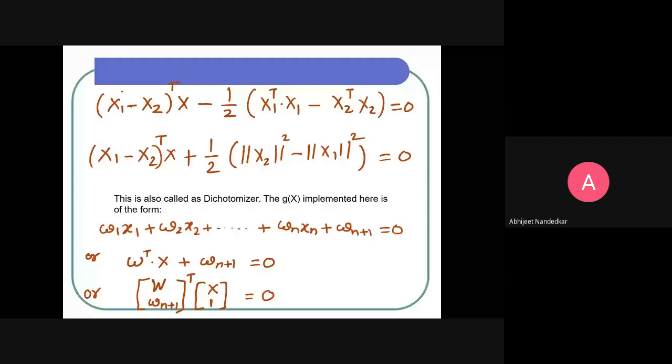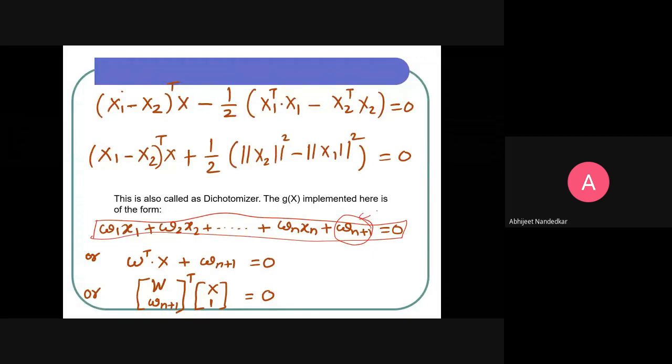Now you can represent this with the help of this hyperplane equation, w1 x1 plus w2 x2 and so on up to wn xn plus wn plus 1. So there is no variable here. So this is a constant term.